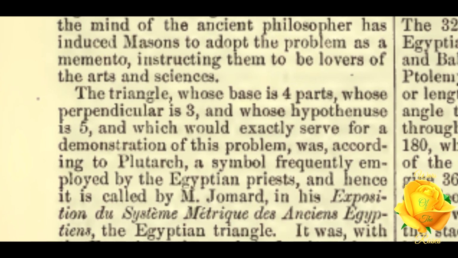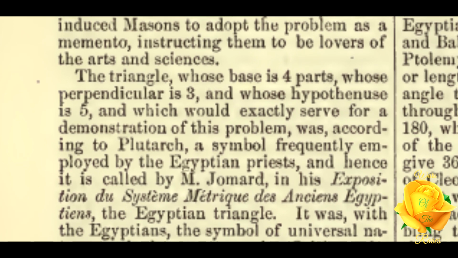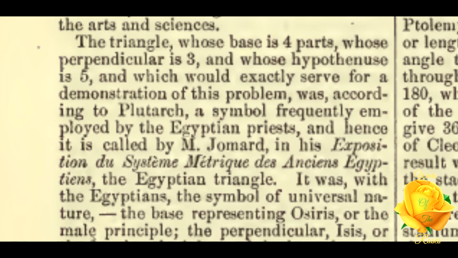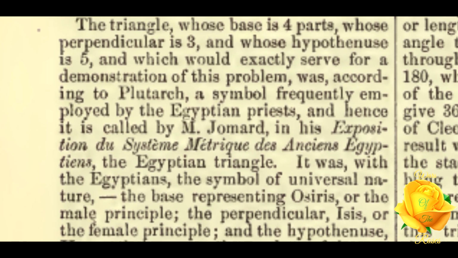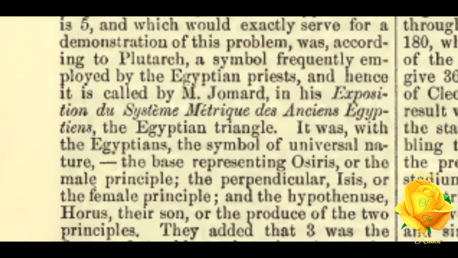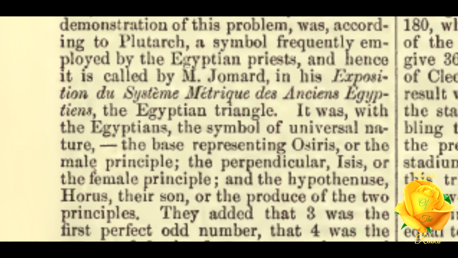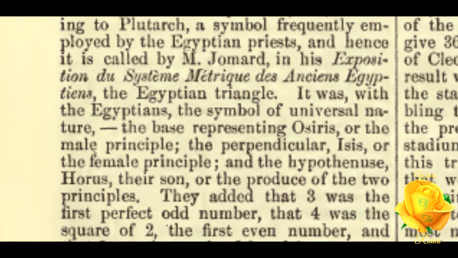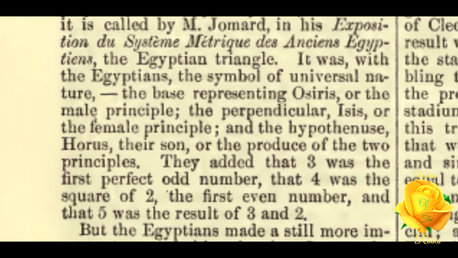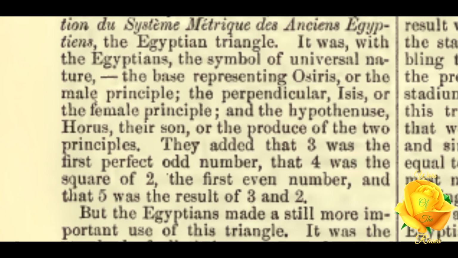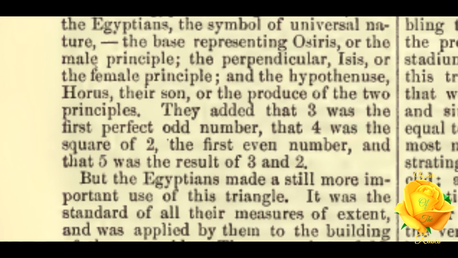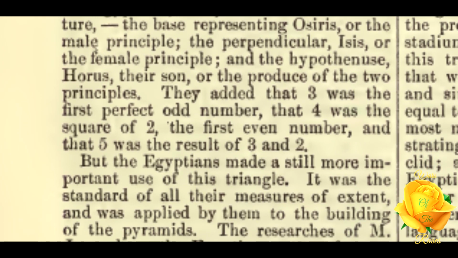The triangle, whose base is 4 parts, whose perpendicular is 3, and whose hypotenuse is 5, and which would exactly serve for a demonstration of this problem, was, according to Plutarch, a symbol frequently employed by the Egyptian priests, and here is called by M. Jomard in the following work, The Egyptian Triangle. It was, with the Egyptians, the symbol of universal nature, the base representing Osiris, or the male principle, the perpendicular, Isis, or the female principle, and the hypotenuse, Horus, the sun, or the produce of the two principles.